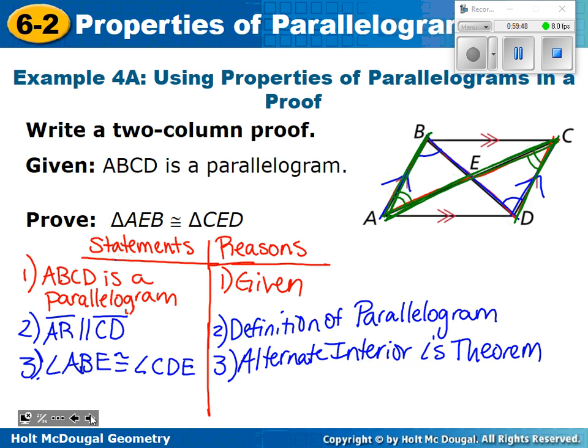Yes. Okay. So in statement number 3, then, we'll list the other angles. How do you want to name them? BAE, I heard. Angle BAE is congruent to angle DCE. Oops, DCE. Okay, and it's the same reason. So now we have 2 angles congruent. What else do we need?